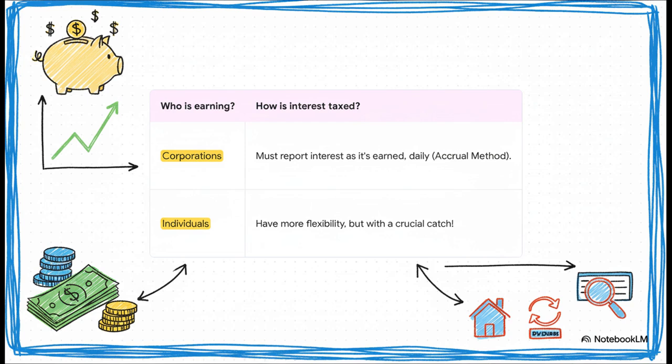And you can see the difference right away. For a corporation, the rule is super strict. You have to report interest income as it's earned, like every single day. There's zero wiggle room. But for us regular individual investors, we get a bit more flexibility. Which sounds great, but yeah, there's always a catch, isn't there?